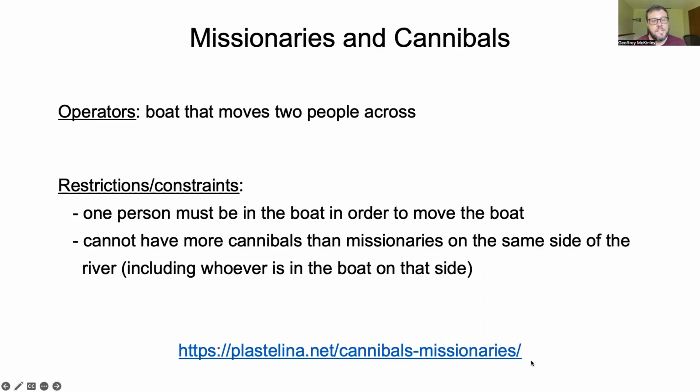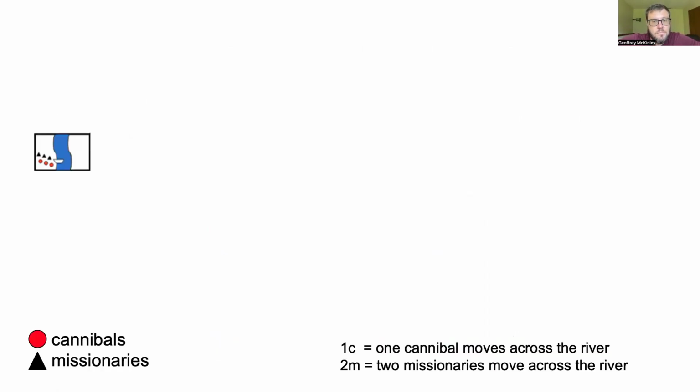Your operator is that you have a boat that can move one or two people across. The restrictions or constraints of the problem are that one person must be in the boat in order to move the boat, and you can't have more cannibals than missionaries on the same side of the river. So let's apply means-ends analysis to this problem.